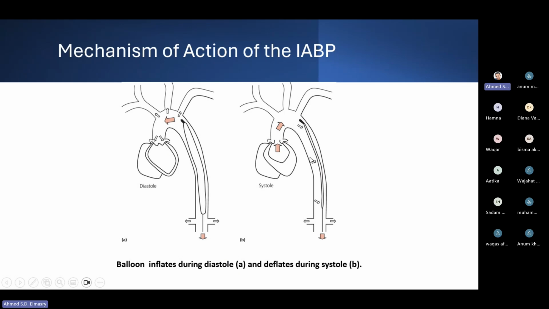And during the systole, the balloon will start the deflation. This deflation will decrease the afterload against the failing heart. This reduction of the afterload will help the weak heart to eject more blood, and this will increase the stroke volume and the cardiac output. So this is the mechanism of action of the intra-aortic balloon.